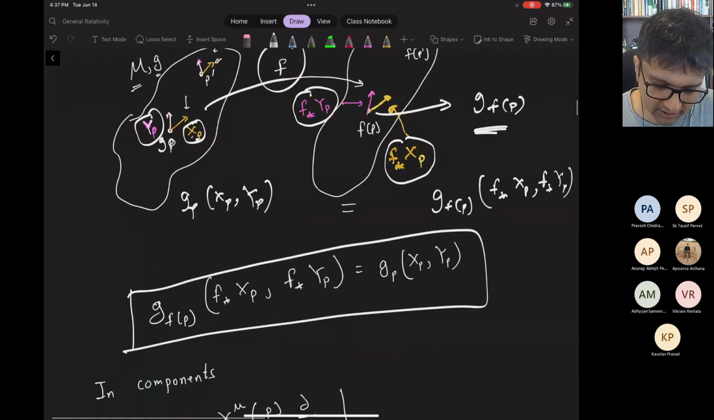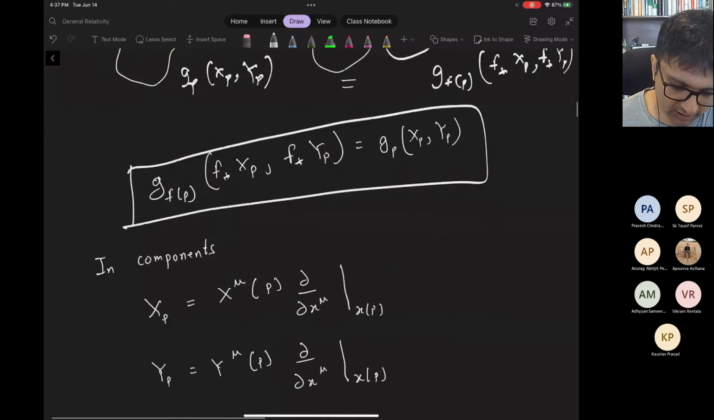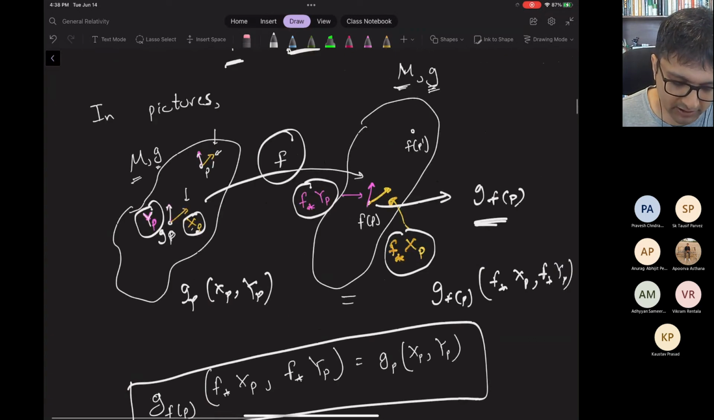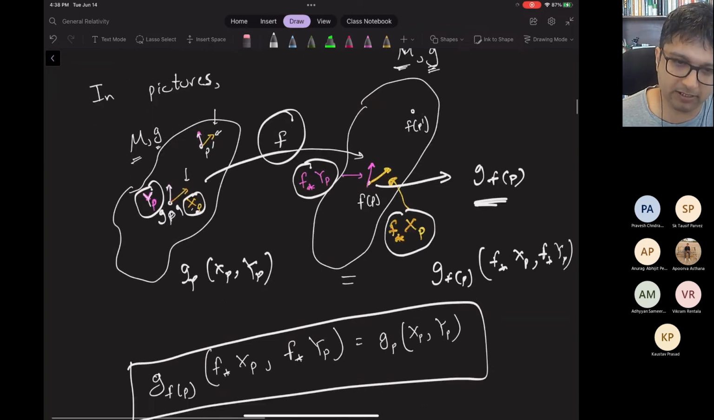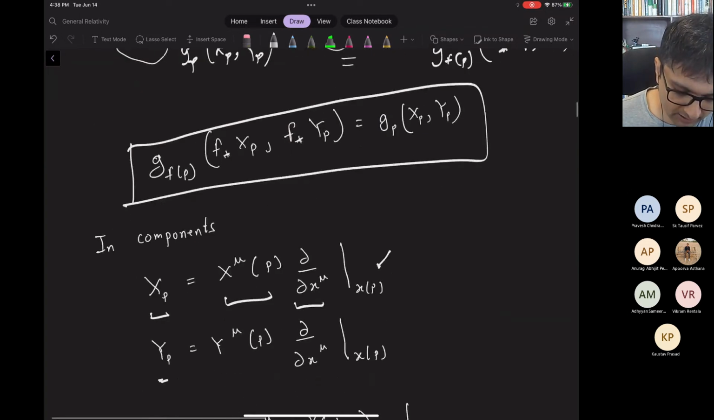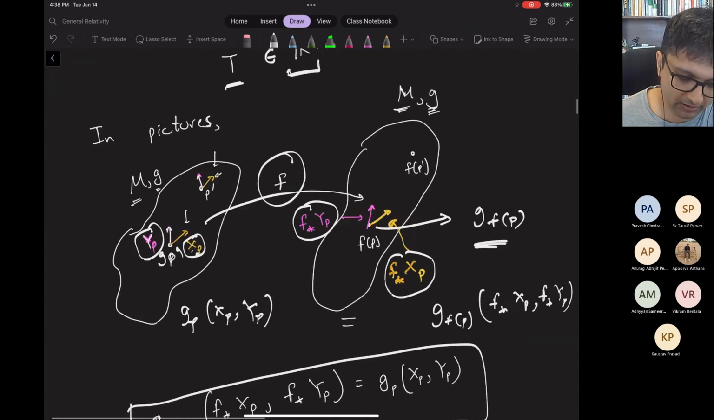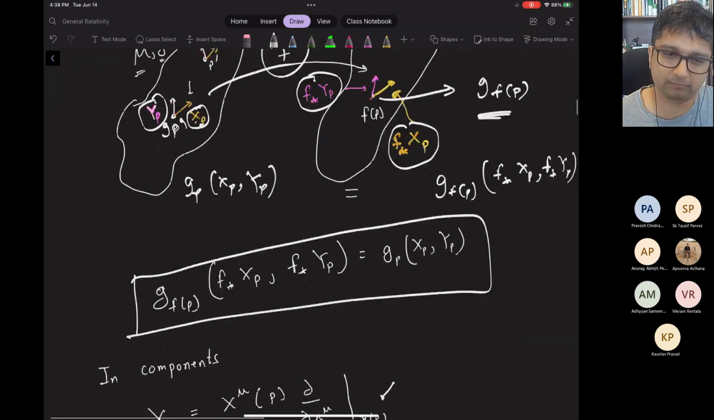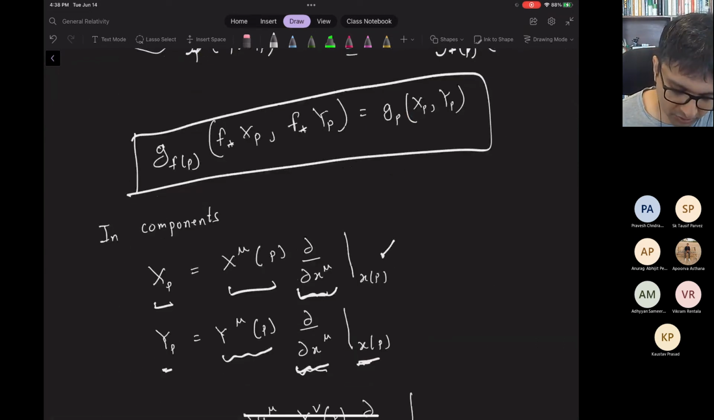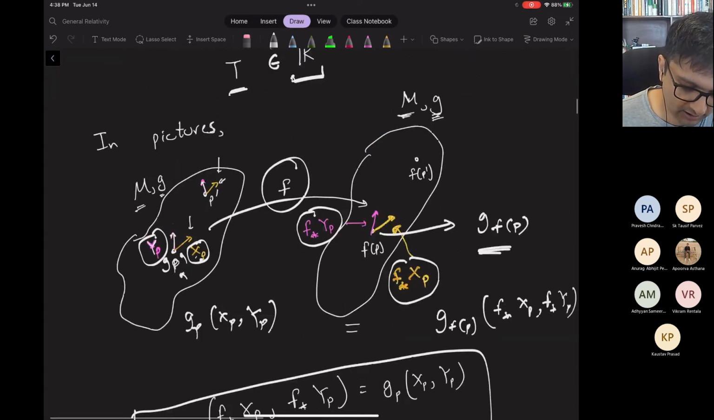In components, let's write this out in components. So let's work in a particular coordinate basis. X_P is x^mu(P) partial_mu, where this derivative is evaluated at x_P. That defines a basis of vectors at the point P. And similarly, Y_P has some basis coefficients, again expanded in the same basis vector set, partial_mu at the point x_P. So these are vectors at this point. Don't get confused. You're using the same coordinates x because you're talking about the same vectors at the same point P.